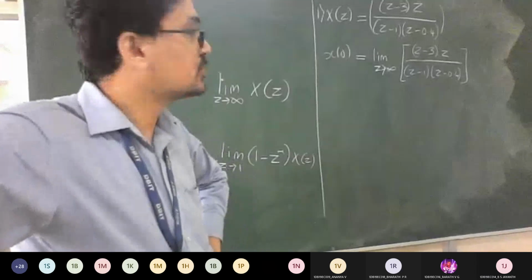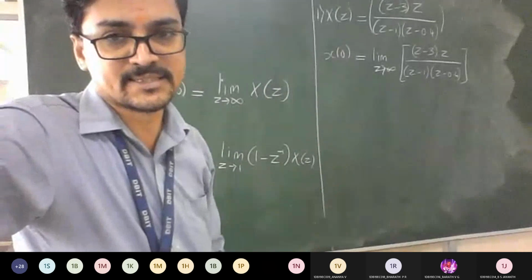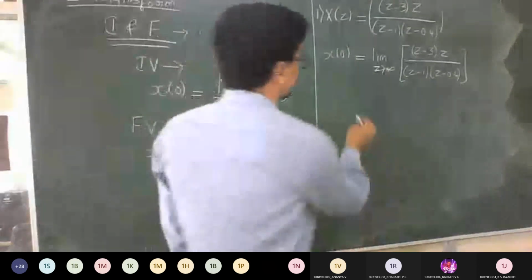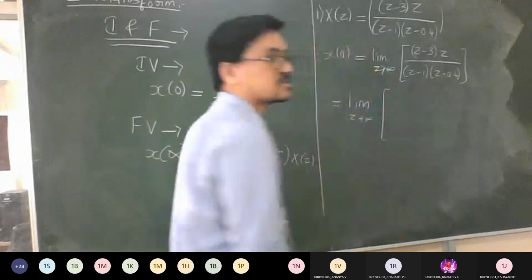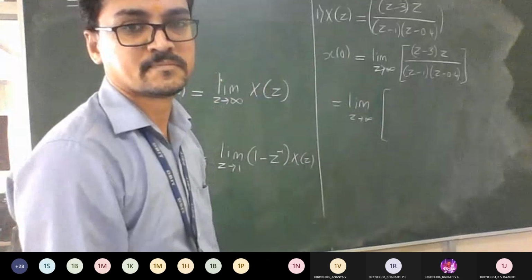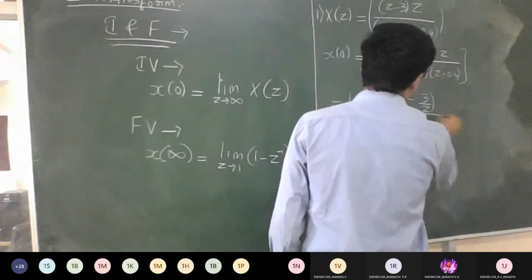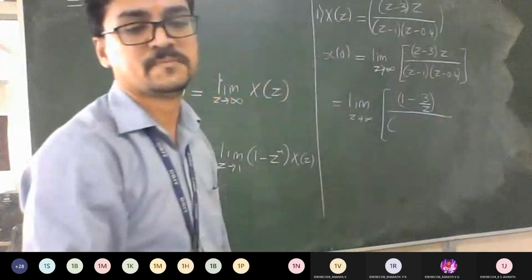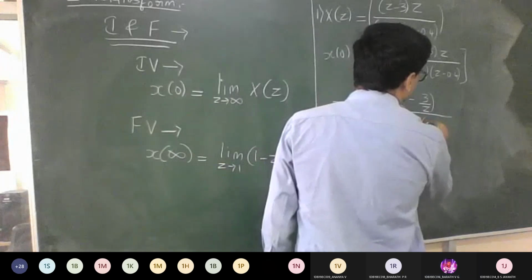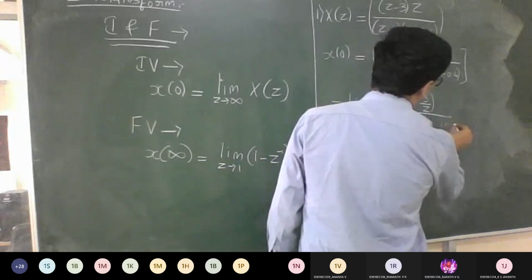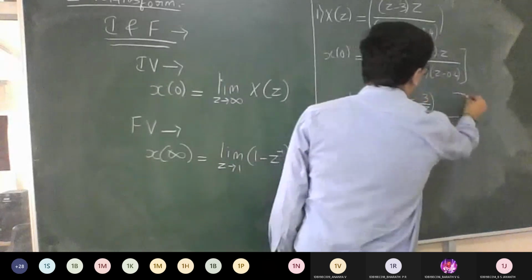So you convert that in the form of 1 by z, then apply the limit as z tends to infinity. How does it look after conversion? 1 minus 3 by z in the numerator. Good. The denominator becomes 1 minus 1 by z into 1 minus 0.4 by z.